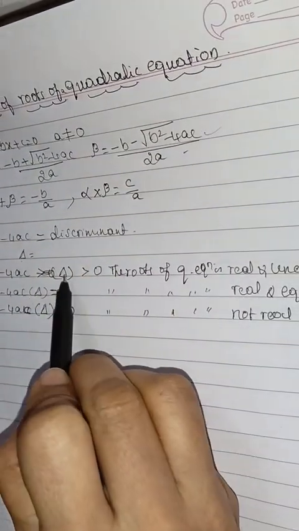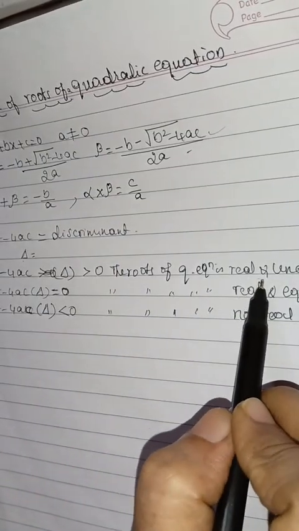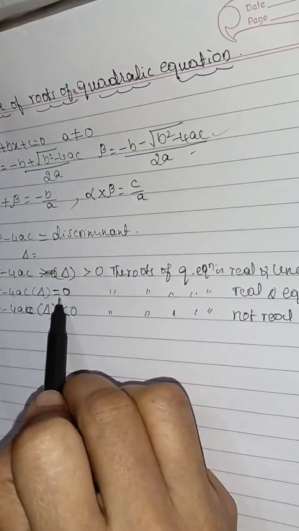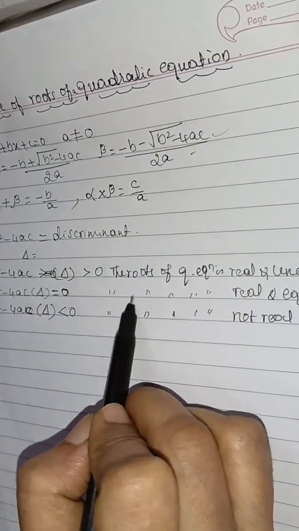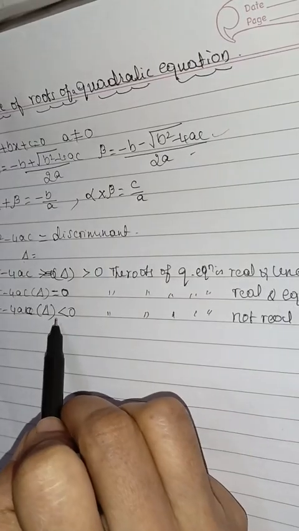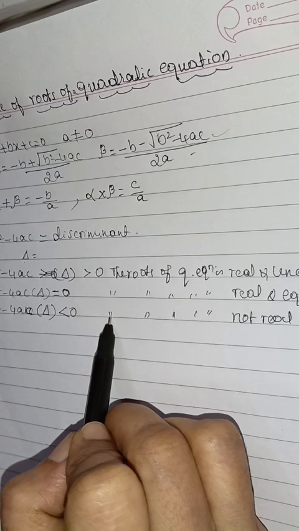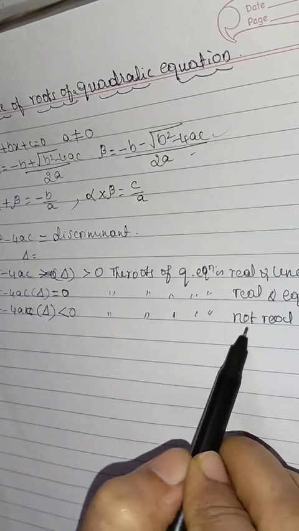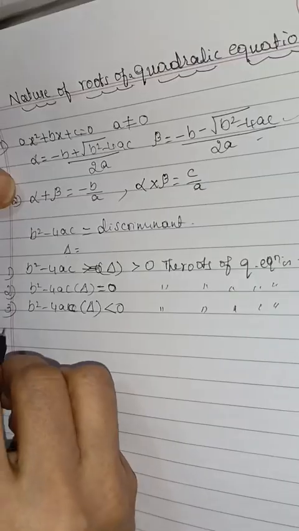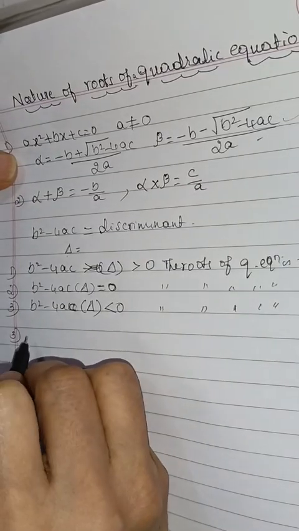So when delta is greater than 0, the roots of a quadratic equation are real and unequal. When delta is equal to 0, the roots are real and equal. And when delta is less than 0, the roots of a quadratic equation are not real. And one more formula you have to remember.